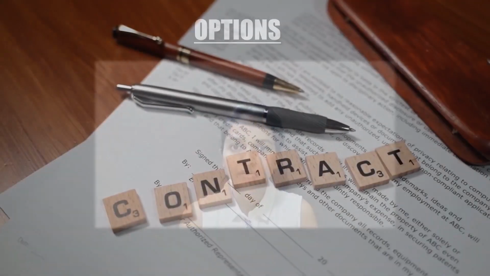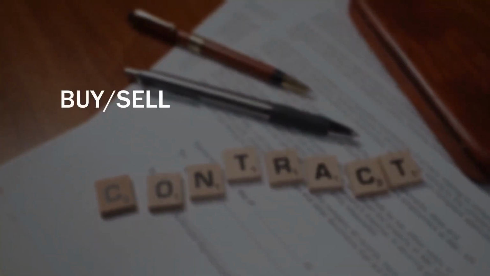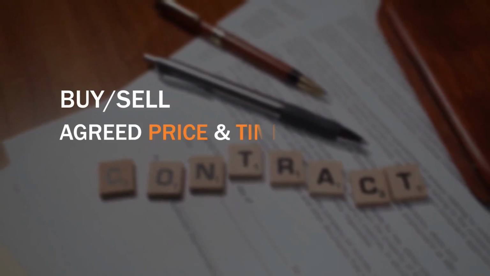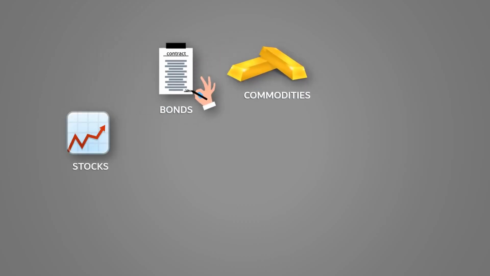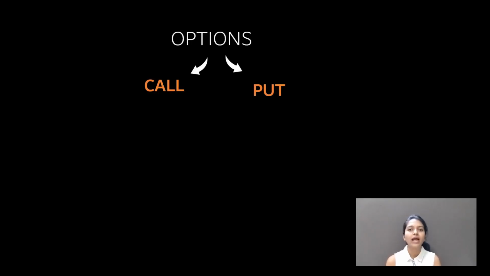An option is a contract that allows you to buy or sell an underlying asset at an agreed price and time. Underlying asset means equities, bonds, commodities, and so on. It is divided into two types, call and put. And each option has two parties involved in it, buyer and the seller.